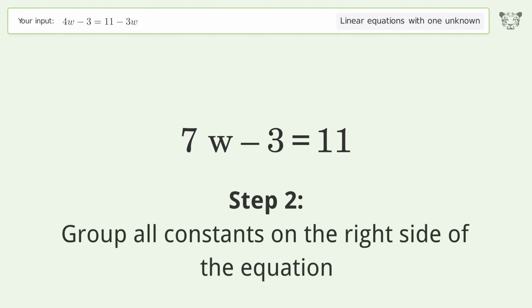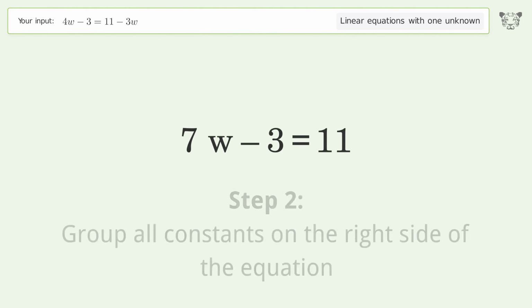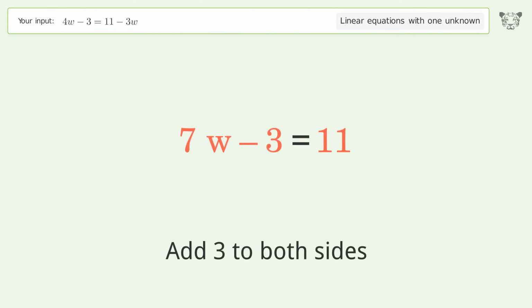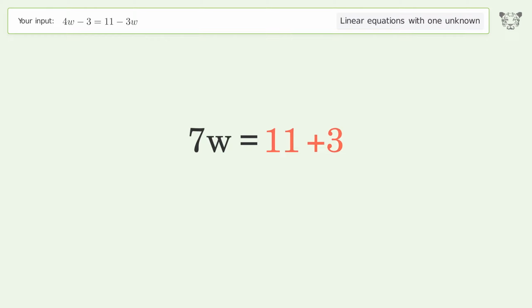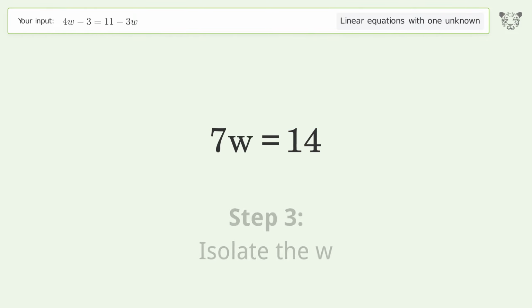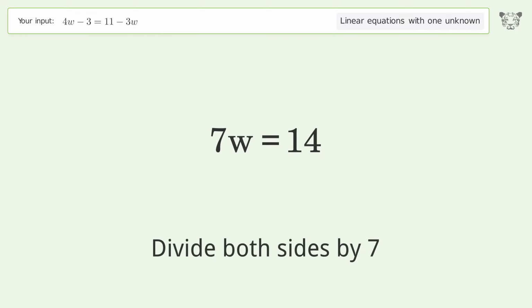Group all constants on the right side of the equation. Add 3 to both sides. Simplify the arithmetic. Isolate the w. Divide both sides by 7.